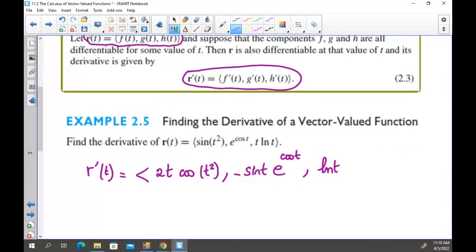So it's going to be ln t plus t multiplied by 1 over t. So it's going to be 1. This 1 is t multiplied by 1 over t. So that's the derivative of R. Very easy, no issues there at all.